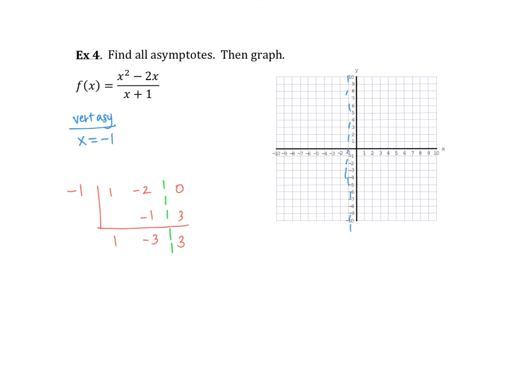Okay, and remember, I don't care about the remainder because as x approaches infinity, the remainder is irrelevant. So the slant asymptote is going to be at y equals x minus 3. And that's because this is 1x, this is a minus 3. I'm going to go ahead and graph the slant asymptote. It's a line. The y-intercept's negative 3. And from there I go up 1 over 1. I'm going to make it a dashed line because it's guiding the graph.